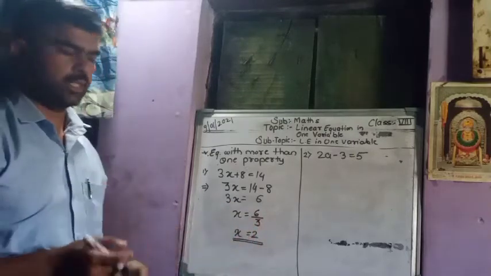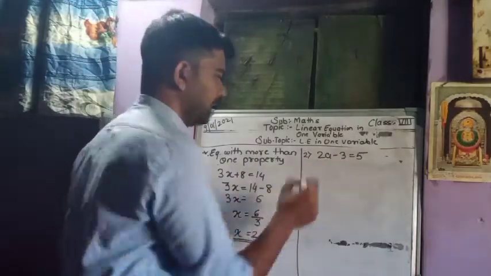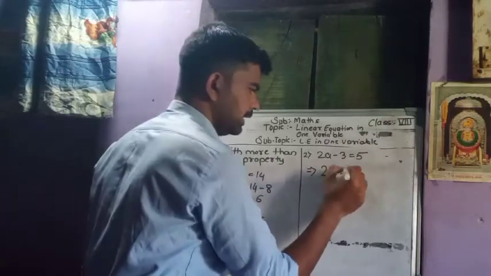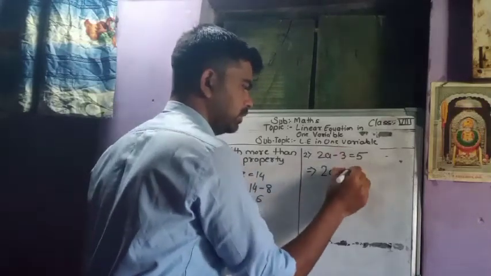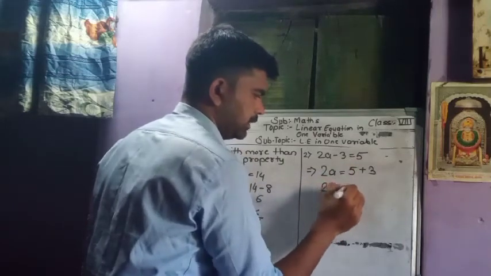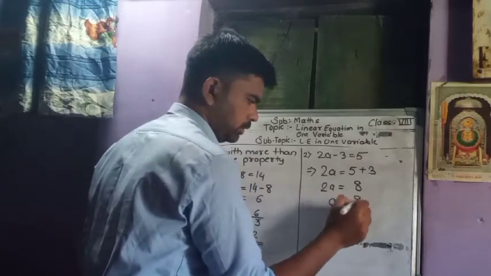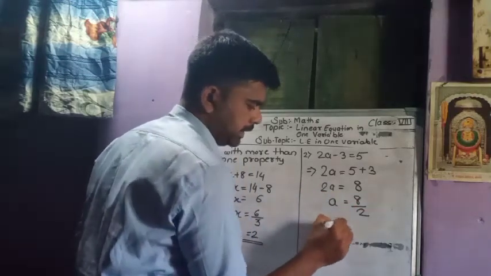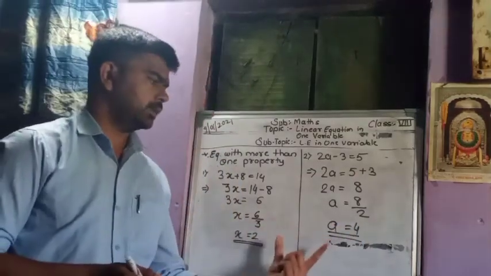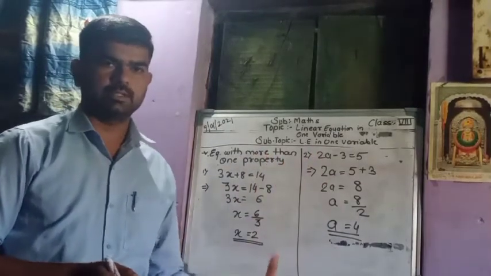We'll look at another example, 2a minus 3 is equal to 5. So first we will write 2a as it is, then we take this minus 3 to the other side as plus 3, and we get 2a equal to 8. Then again we'll take the 2 to the RHS in the form of division, then a equal to 4. This is nothing but an equation with more than one property.